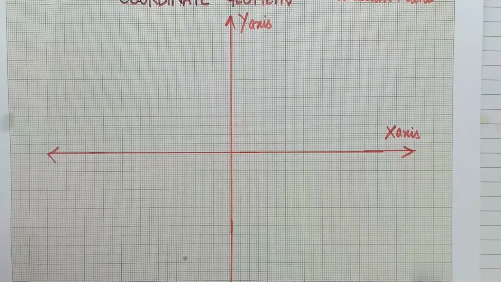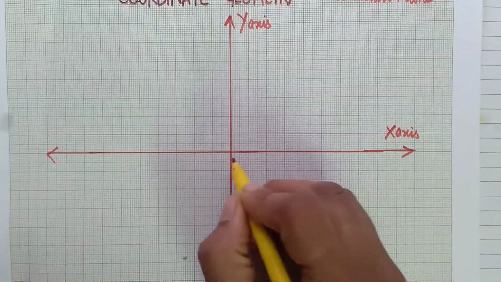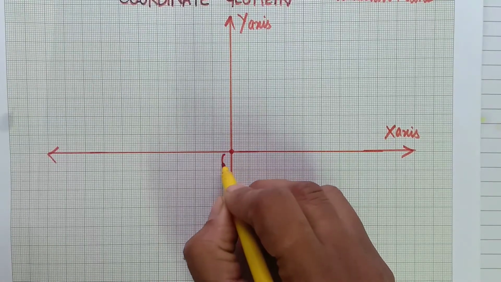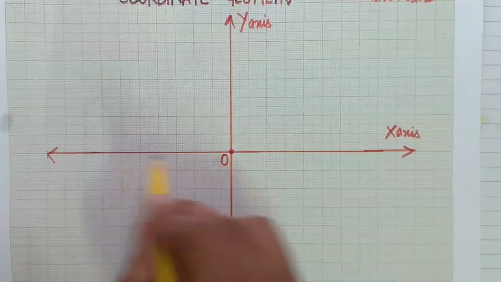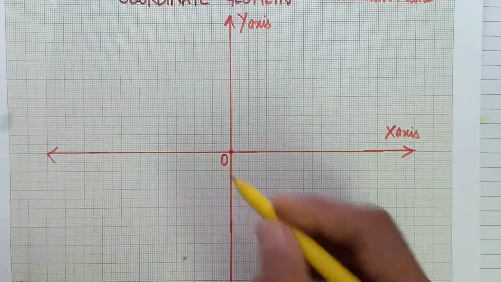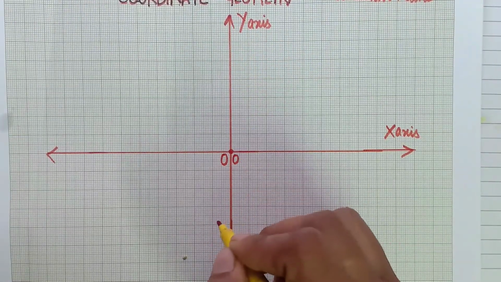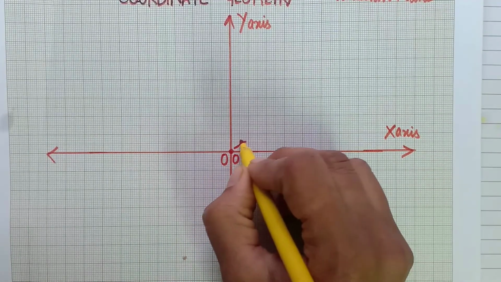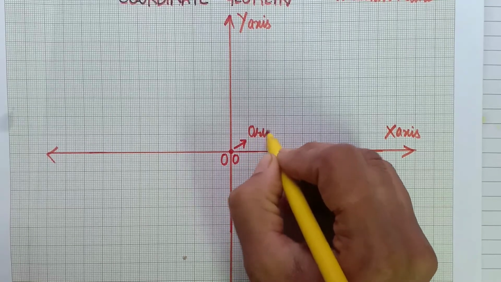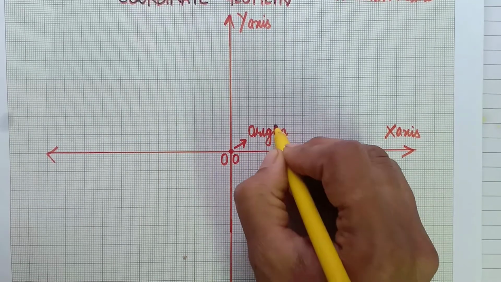Now after drawing these two axes, I will mark the center point as O, and at O the value of x as well as the value of y will be 0. So this point is called the origin. We call this point the origin.